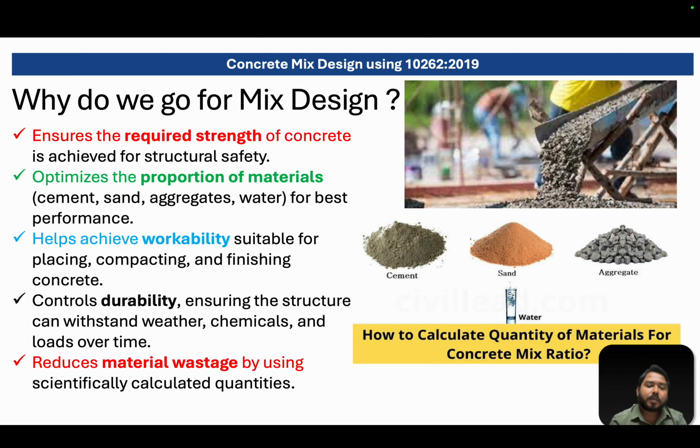In order to optimize the proportions, how much cement is required, how much sand is required, how much aggregate is required, and how much quantity of water I need to use, all these four ingredients I am going to bind together to manufacture, or produce, this concrete. For that I need to know how much quantity of all these ingredients is required. For that reason I also need to go for mix design.